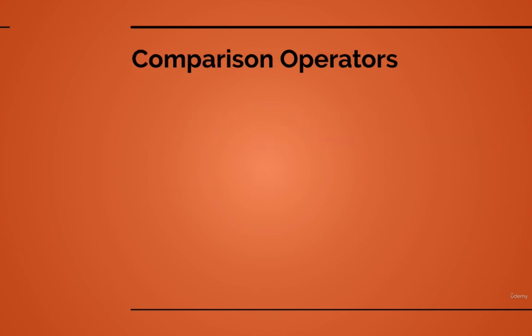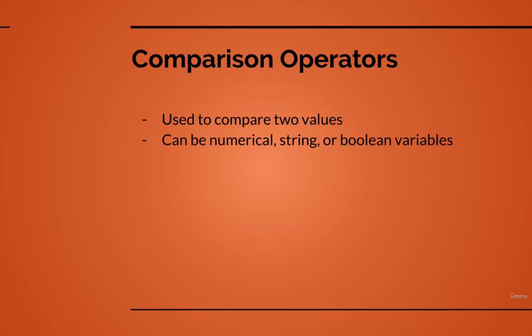Next up, comparison operators. Comparison operators are used to compare two values. We've seen one example of that with the greater than comparison. These can be numerical, string, or even Boolean variables, so we can test equality between them. We can test to see if one is greater than or less than the other, and so forth.